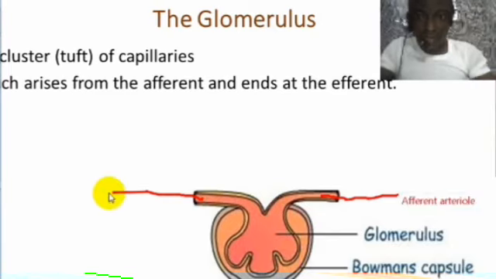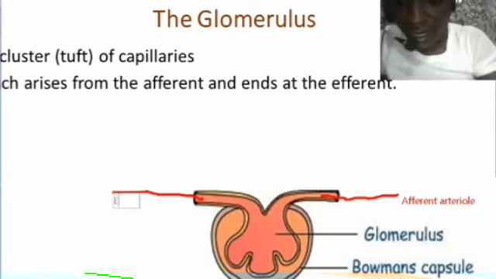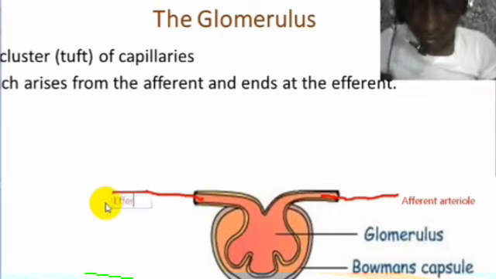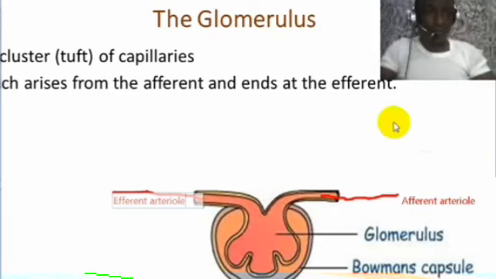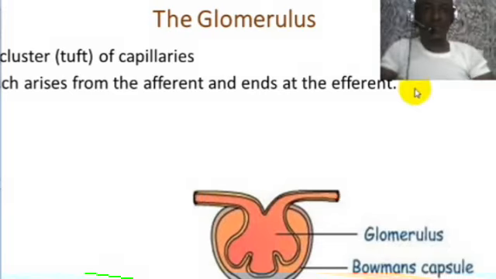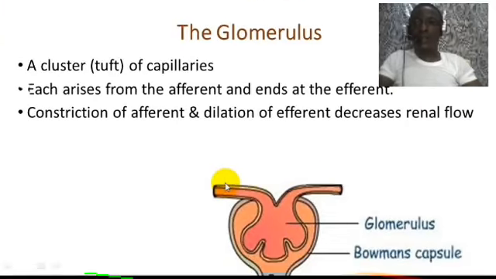And the other part is called the efferent arteriole. I hope you got that. Anyways, going forward, constriction of the afferent arteriole and dilation of the efferent will increase renal blood flow.